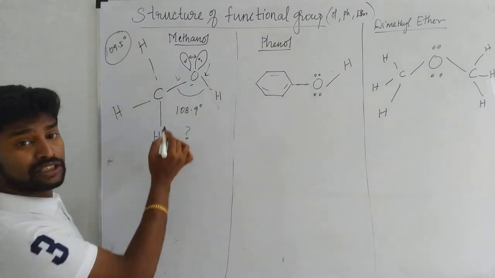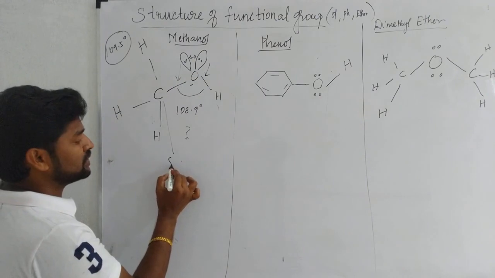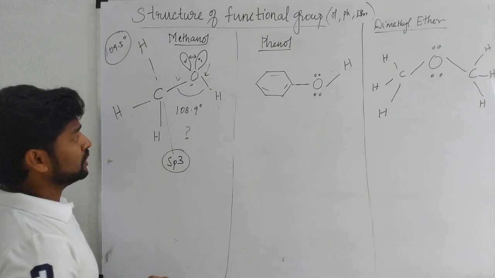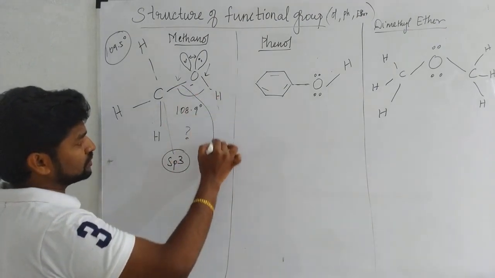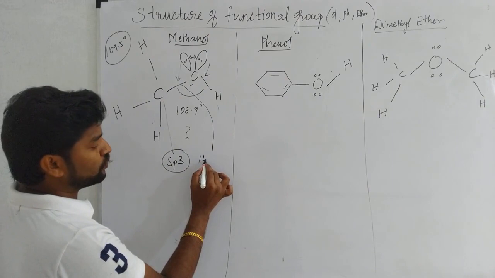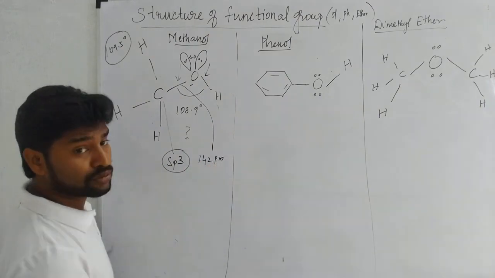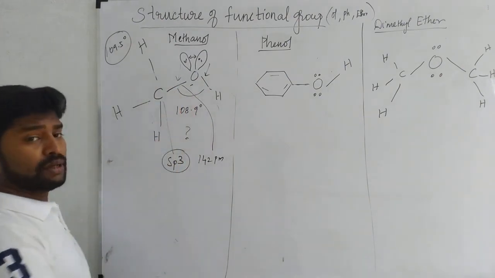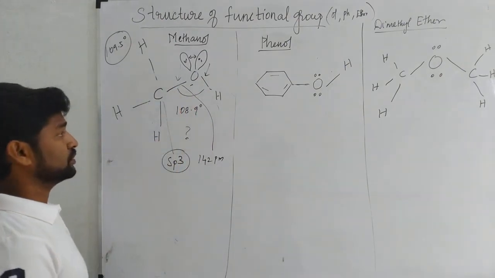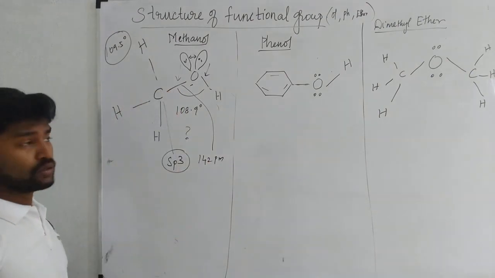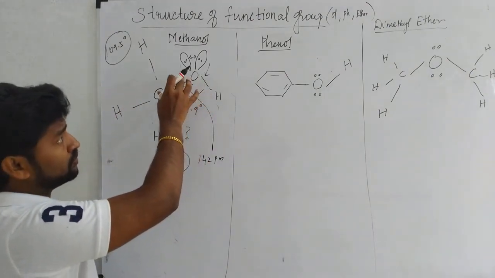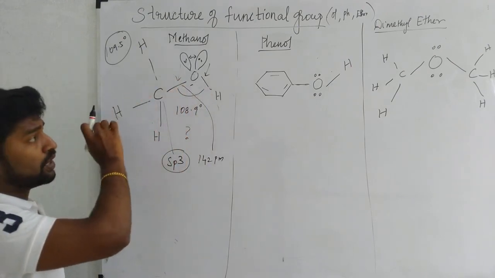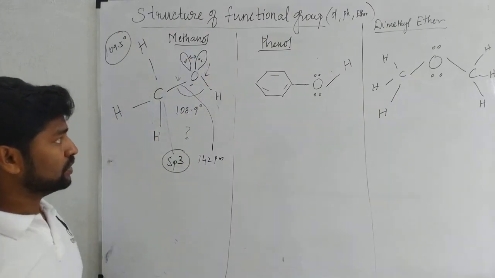Now the OH is attached to the sp3 hybridized carbon. Next, the bond length is 142 picometers. What is the length between this oxygen and the carbon? 142 picometers. So this is the structure of alcohols: the functional group OH attached to the hydrocarbon. So we discussed the alcohol structure.